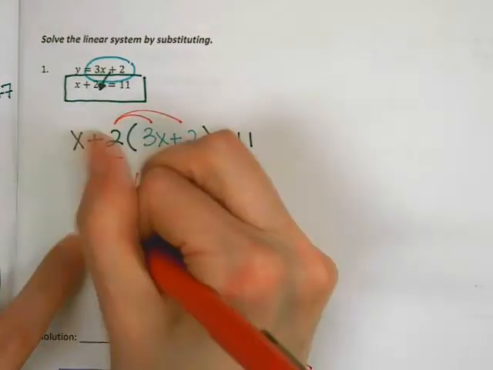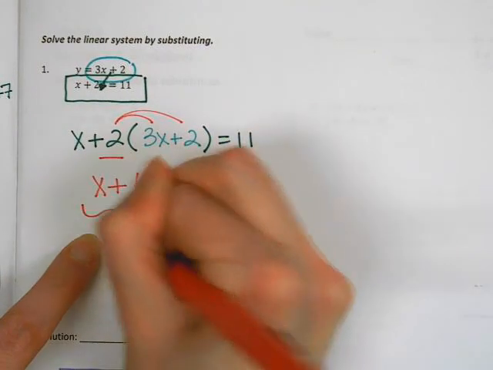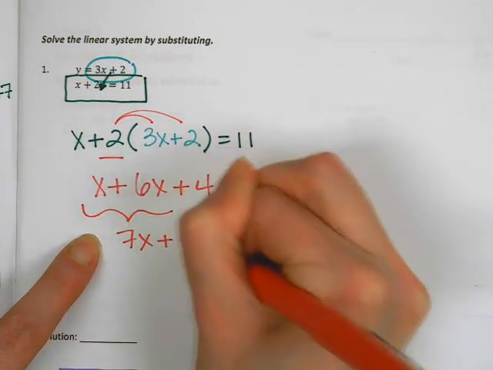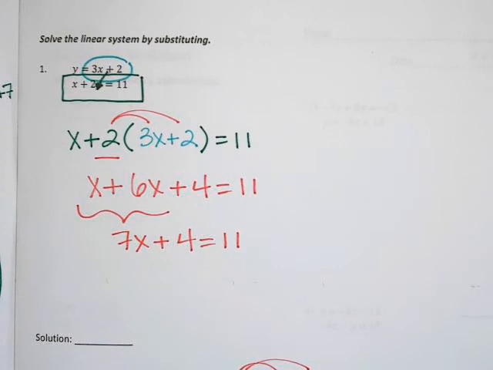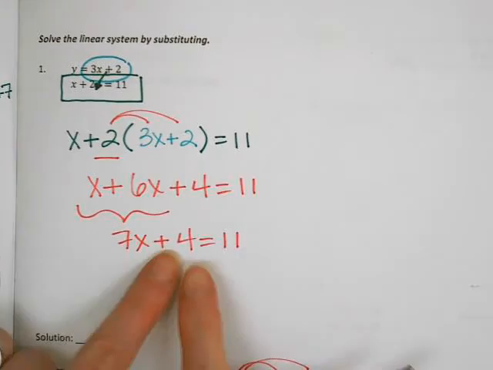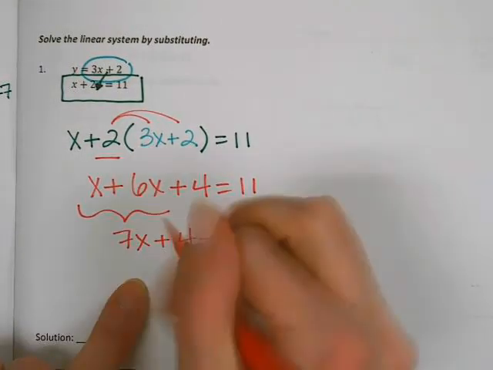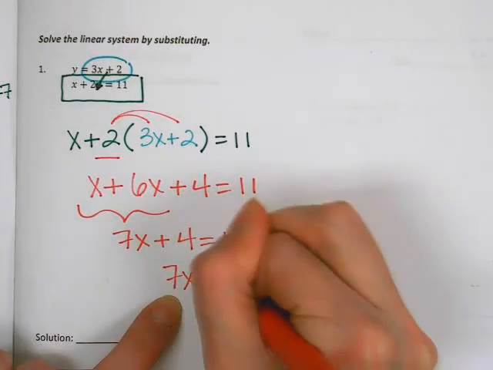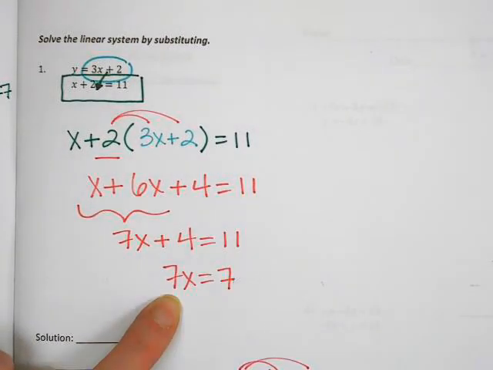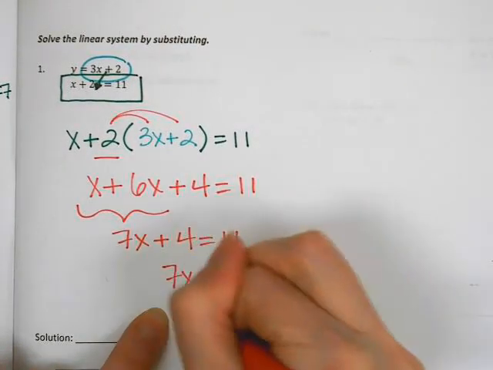If we add like terms, we have 7x plus 4 equals 11. And then if we minus the 4 over, we have 7x equals 7. And then if we divide both sides by 7, then x is 1.